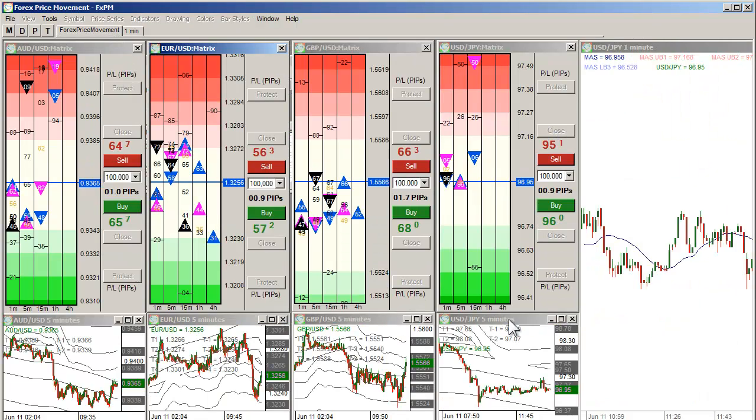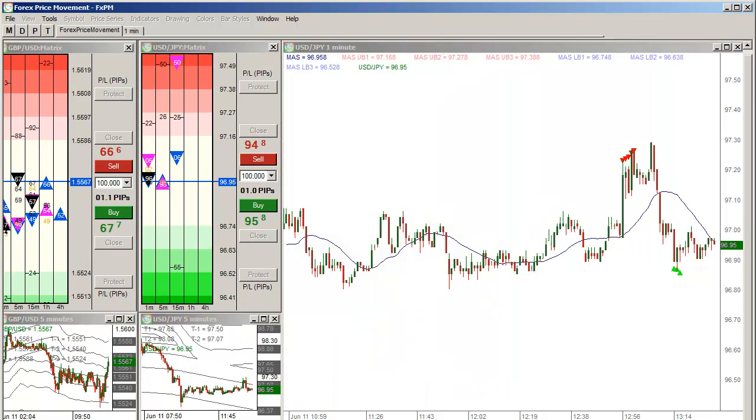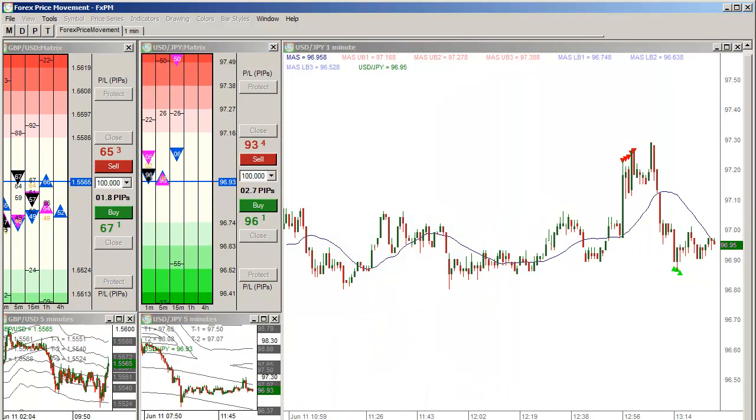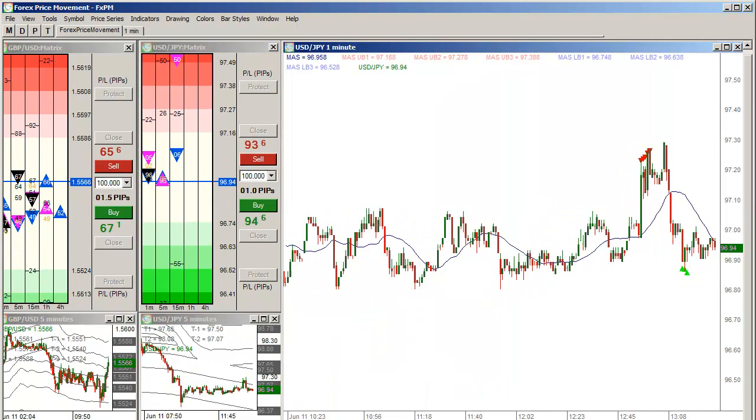So again, for all the questions about how the signals get painted on the charts, I hope this helps understanding that and being able to see that in real time and how these are developed. Again, hope that was useful. Thanks, guys.